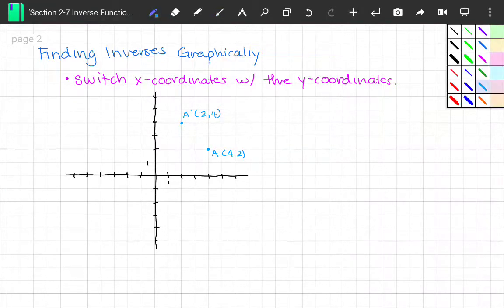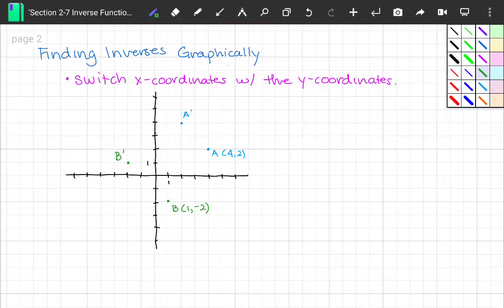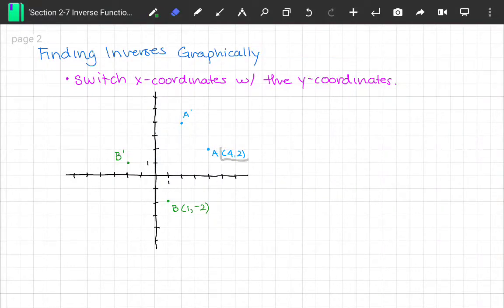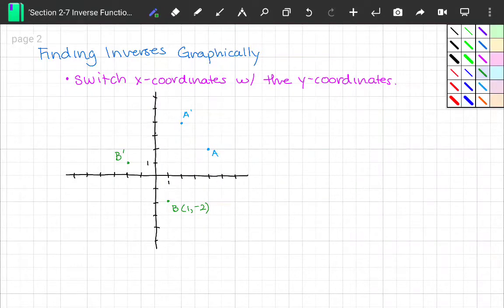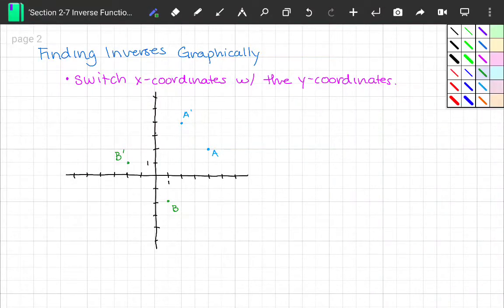Let's try another set of points. Let's try this one right here. I'm going to call this point B, which is at 1, negative 2. So if I switch the x and the y coordinates, I go to negative 2, 1, and I'm right up here at B prime. And just so we can start seeing things, I'm going to go ahead and get rid of the actual coordinates. But all I'm going to go ahead and do is switch the x and the y coordinates. All right, so I got that.